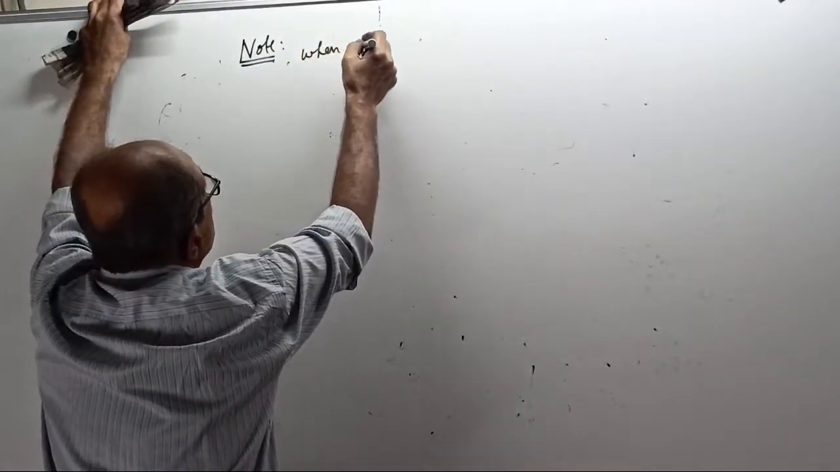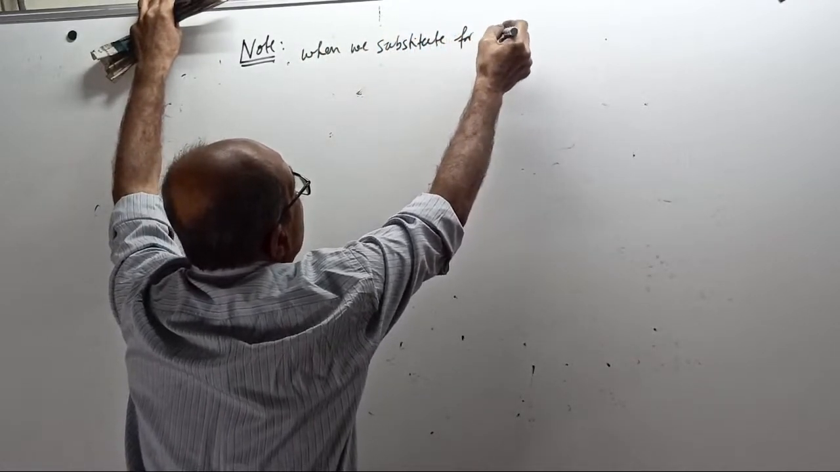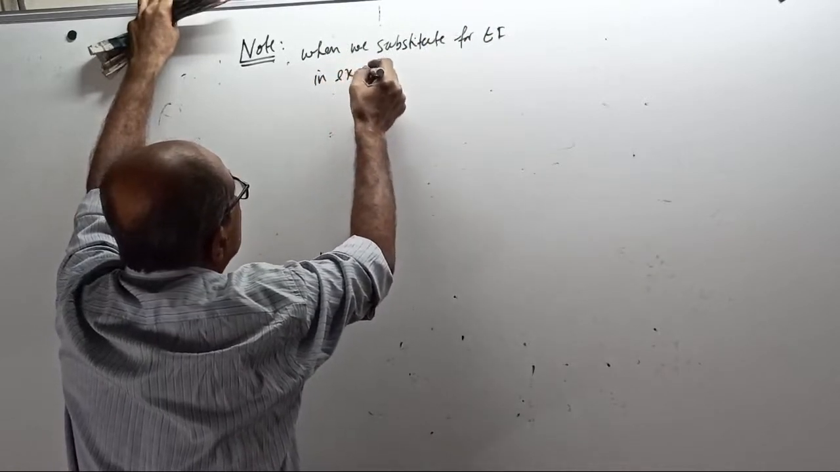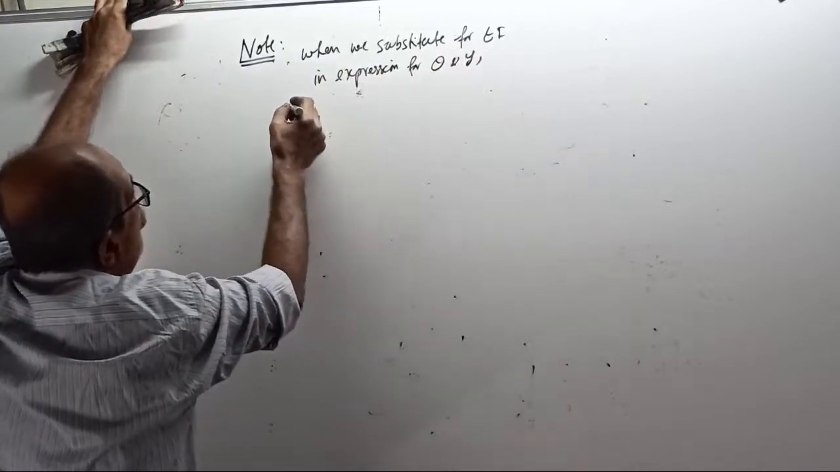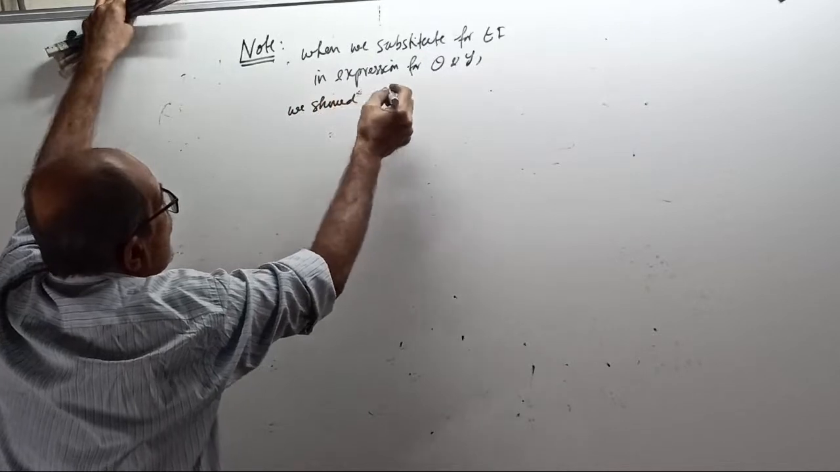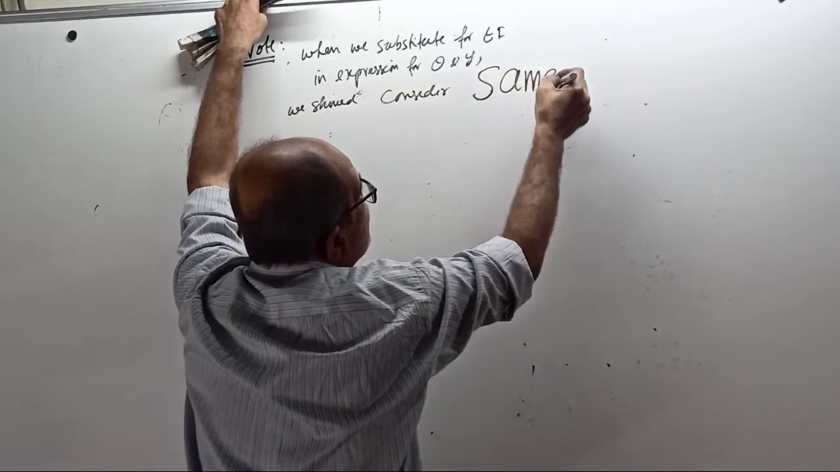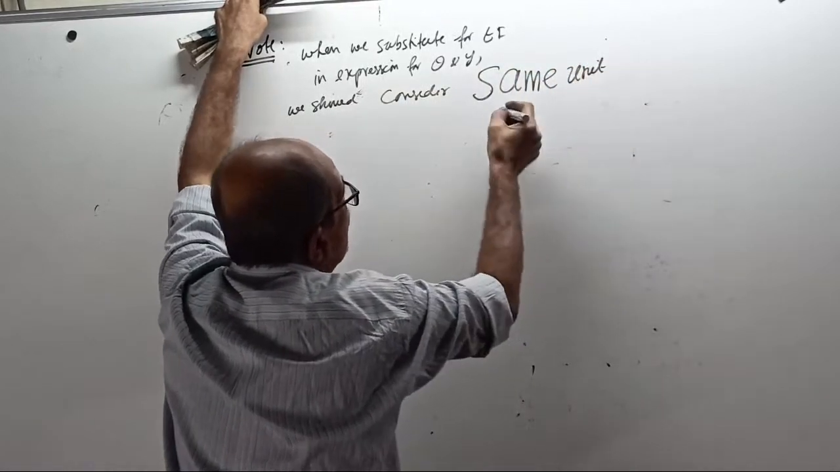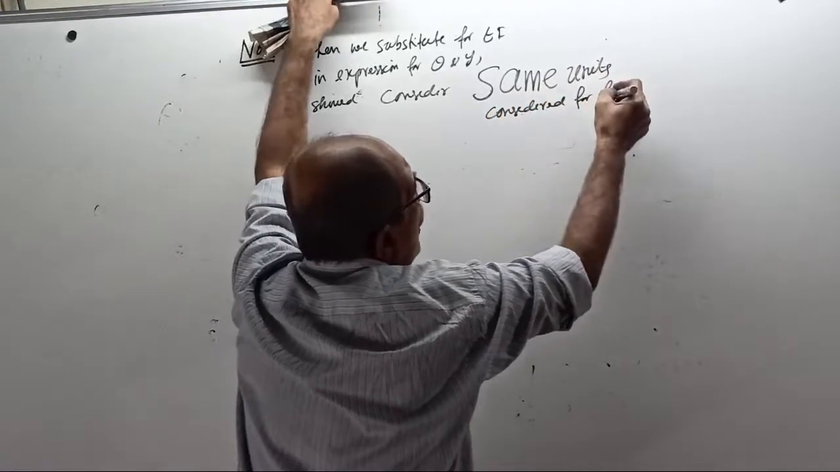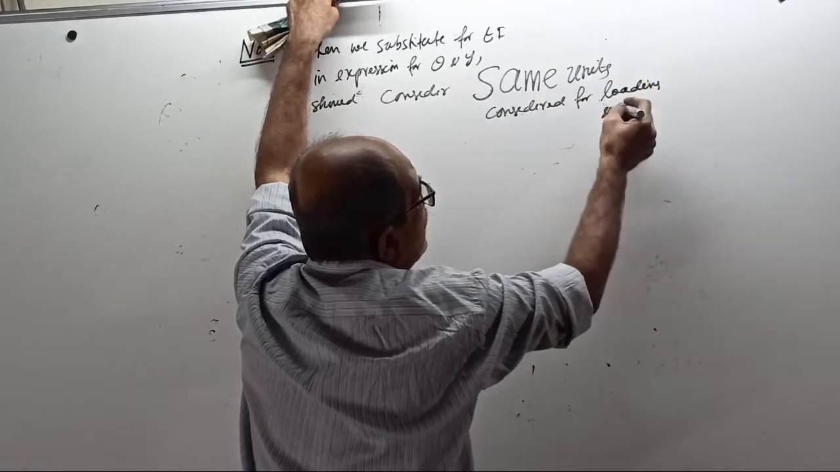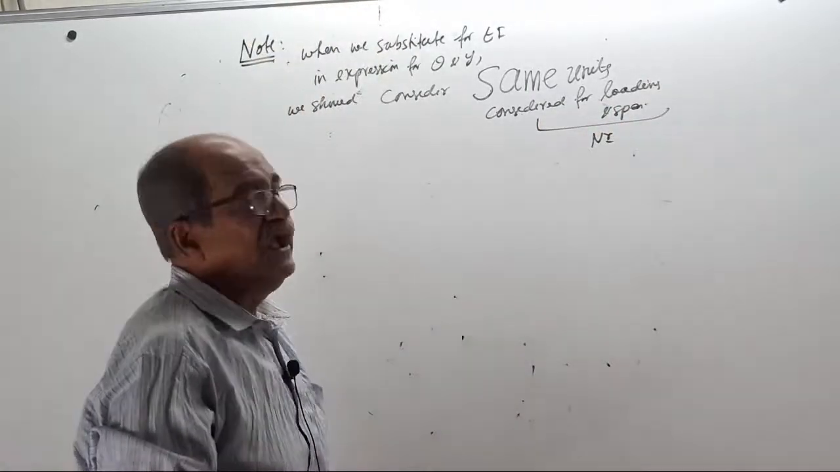Note: when we substitute for EI in the expression for slope and deflection, we should consider the same units considered for loading and span, that is, which comes in numerator. Same thing.